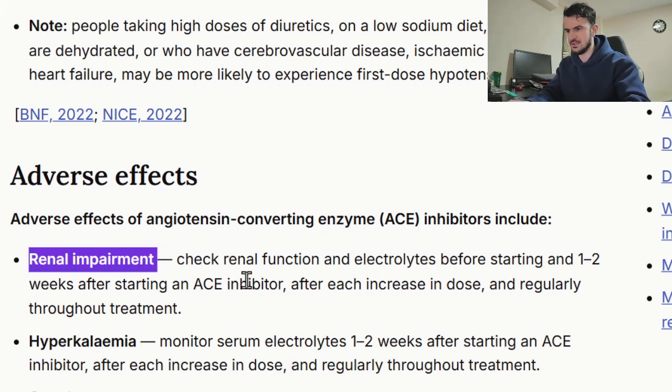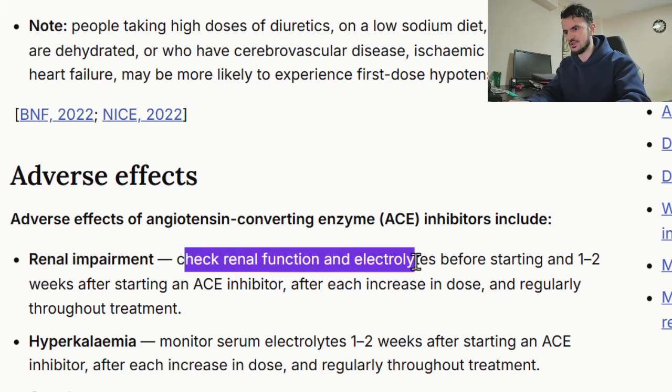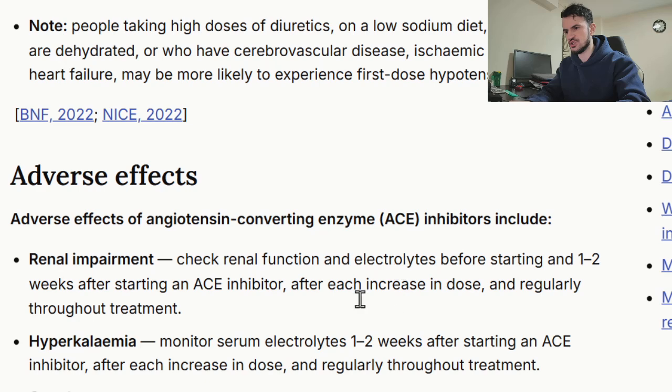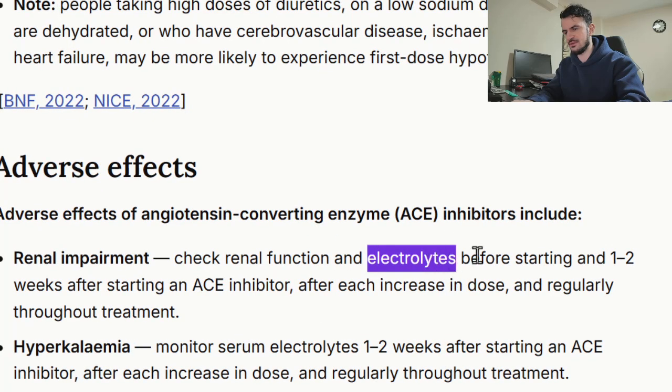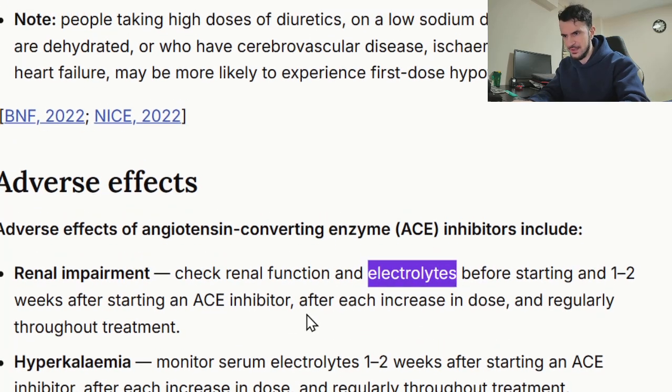The NICE guidelines say check renal function and electrolytes before initiation, 1 to 2 weeks after starting, after each titration of dose, and regularly throughout treatment. They haven't really specified the interval for what regularly throughout treatment means, but anyway, just remember you check renal function and serum electrolytes, and you check the potassium levels because of the hyperkalemic effect.